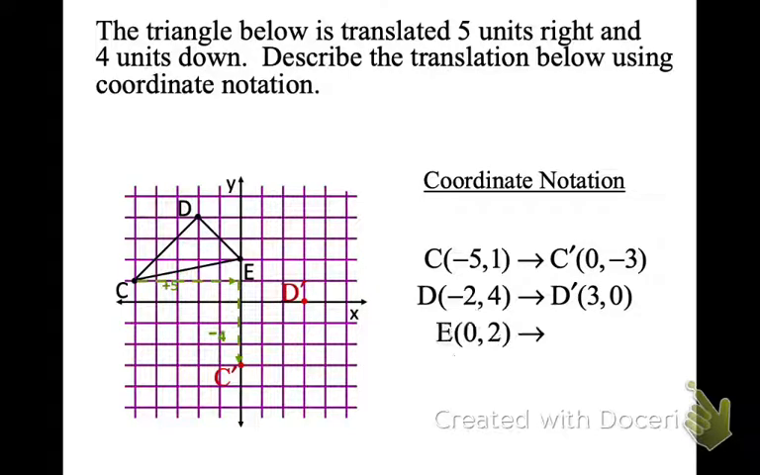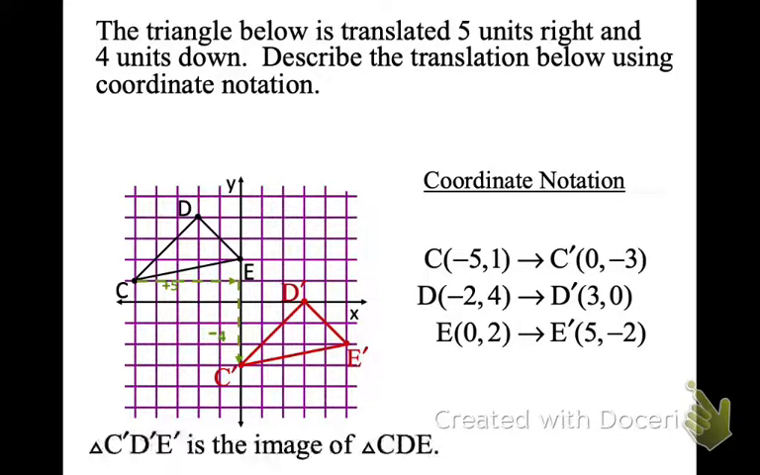And now we're going to do our E, which is plus 5. Take that 0, add 5, and it's 5. And take 2, subtract 4. We get -2, and then we collect. Now, triangle C prime, D prime, E prime is what we say is the image of triangle CDE.